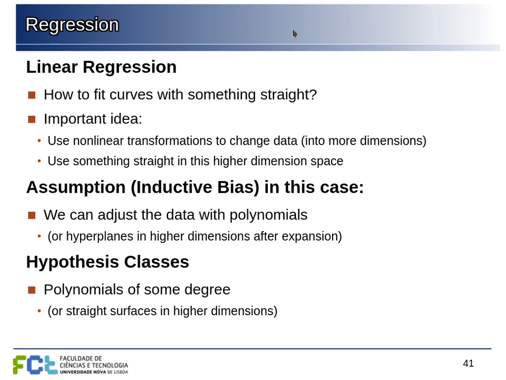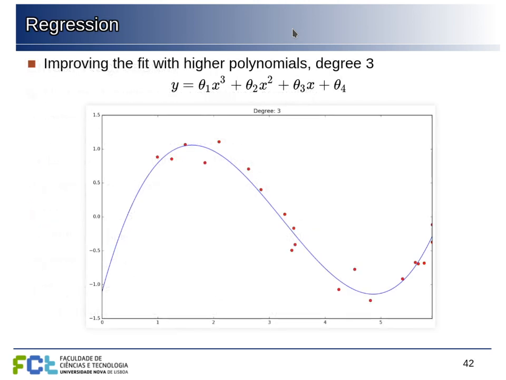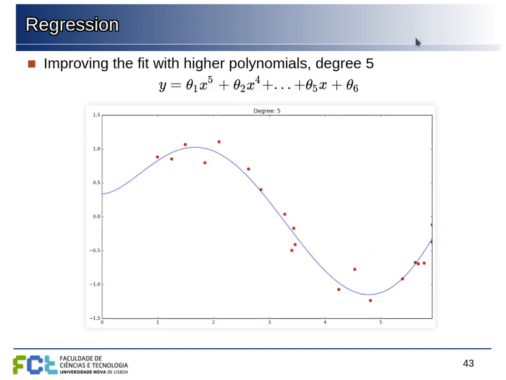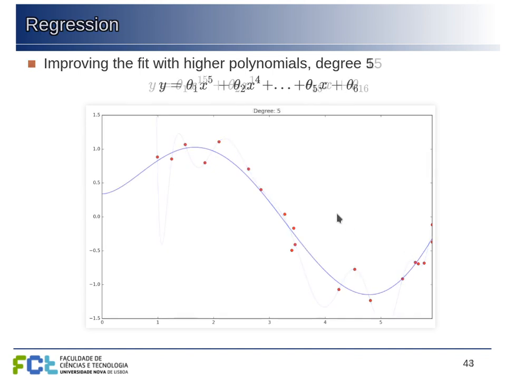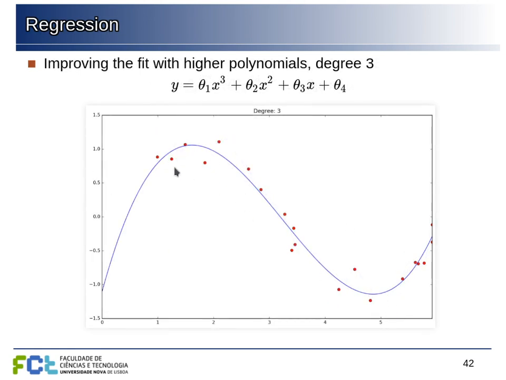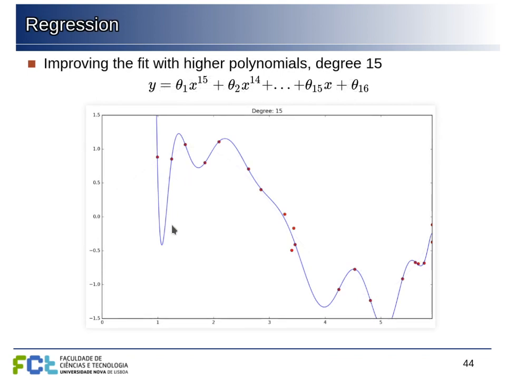But we can use different hypothesis classes as we increase the degree of the polynomials. So we could try to consider polynomials of degree 3, for example. We would get this best fit between the model and the data, then degree 5, degree 15, and so on. And now here we can start seeing this effect, which is, even though a polynomial of degree 15 can adjust very well to the points that we have, much better than a polynomial of degree 3, it also starts giving us some strange predictions.